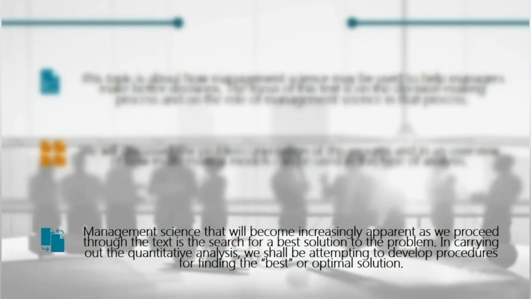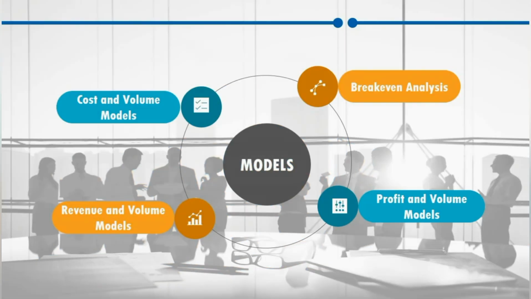Management science, as will become increasingly apparent as we proceed through the text, is the search for a best solution to the problem. In carrying out the quantitative analysis, we shall be attempting to develop procedures for finding the best or optimal solution. As I said a while ago, we have these three models: the cost and volume model, the revenue and volume model, and the profit and volume model. Lastly, we will show the result of the three models by using break-even analysis.